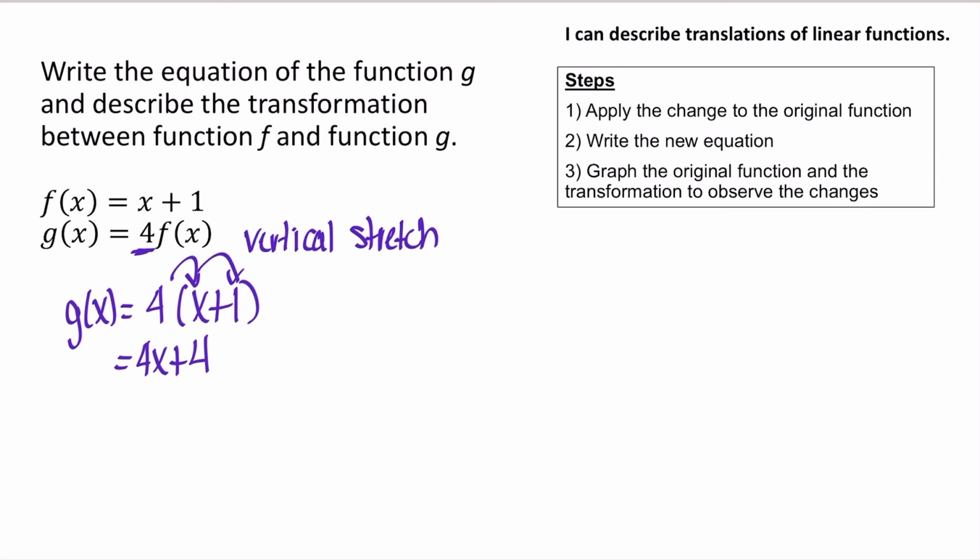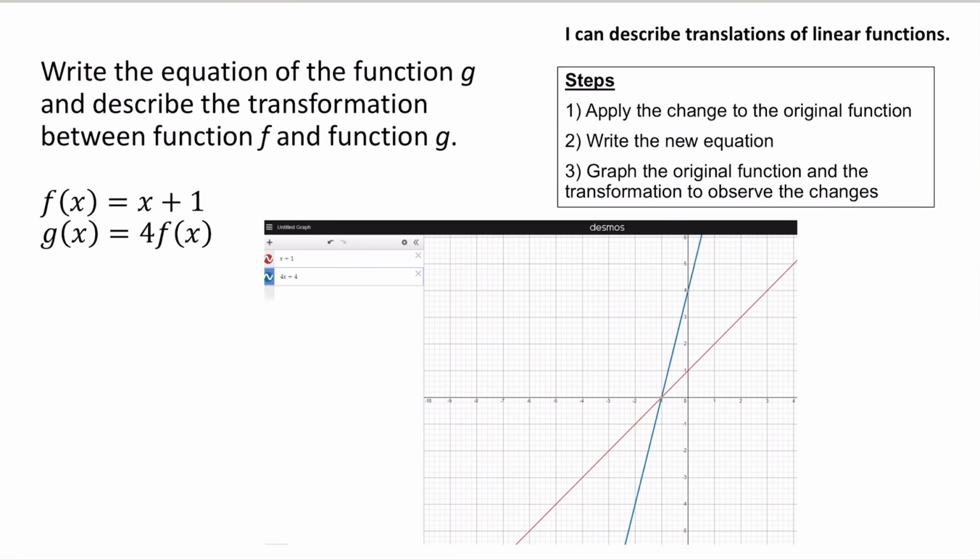So if I compare 4x plus 4 and x plus 1, my value of m is going to be bigger. So that means my vertical stretch is telling me that this graph will be more steep. If we look at the graphs of both lines, you can see that the original is in red, and then the transformed function g of x is in blue, and that is in fact more steep than the original graph.